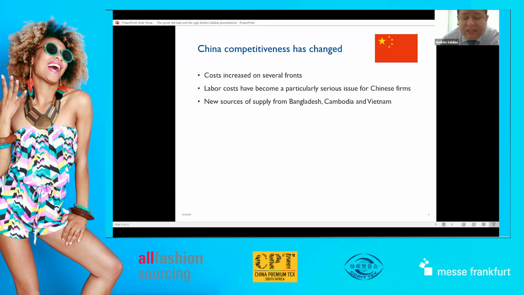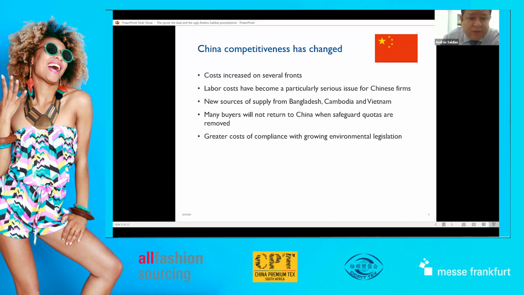But China provides 50% of the cost, which is the fabric. Again, labor is not the only factor. New sources of supply like Bangladesh, Cambodia, and Vietnam are tackling the labor issue, but also moving towards the fabric supply issue. Many buyers will not return to China when safeguard quotas are removed.